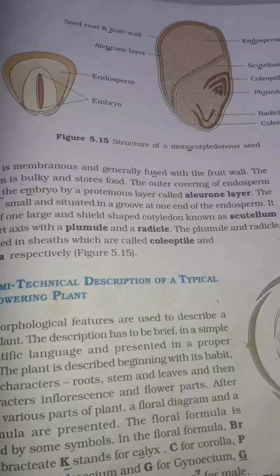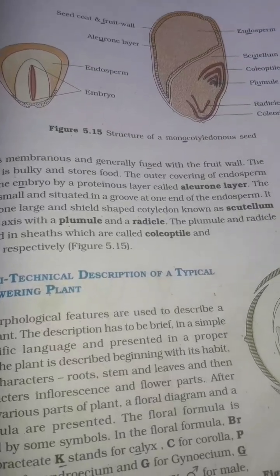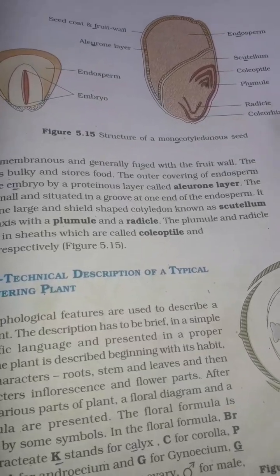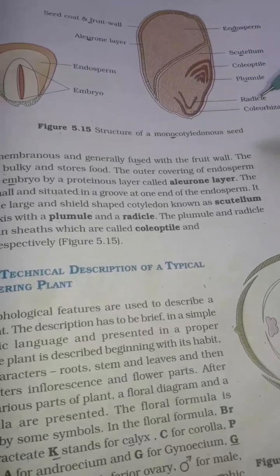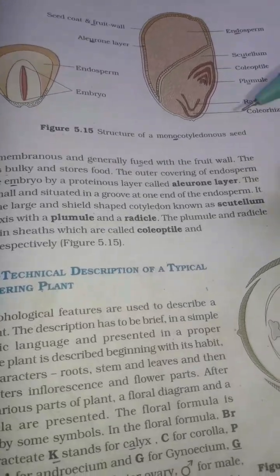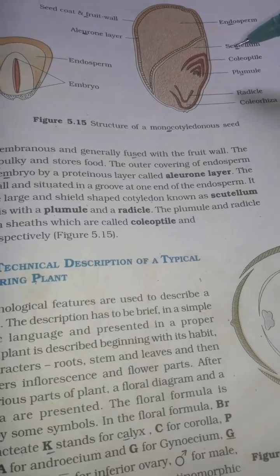So there are two types of seeds. First one is the dicot seed, second one is the monocot seed. We are talking about the monocot seed. In monocot seed, that seed has an embryo and its embryonal axis and the cotyledons. But unfortunately, in monocotyledonous seed, it has only one cotyledon.